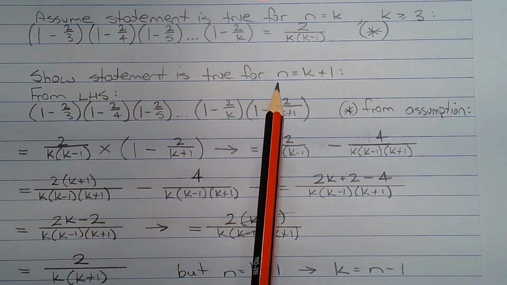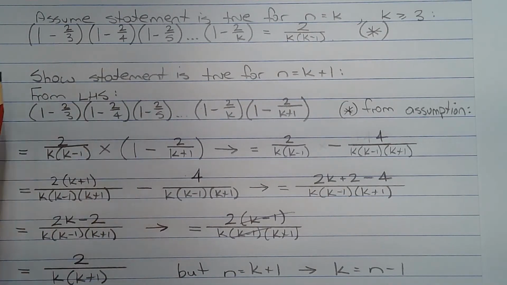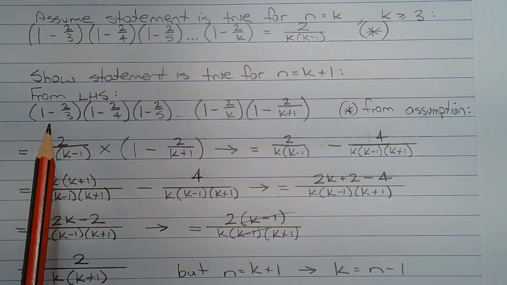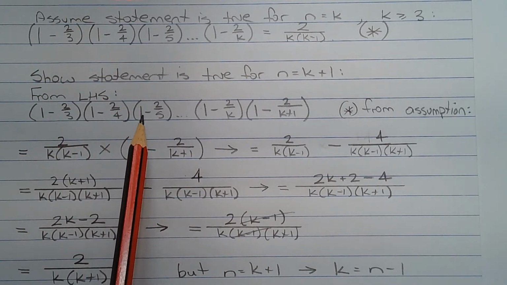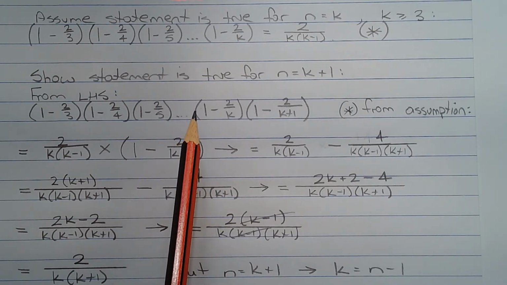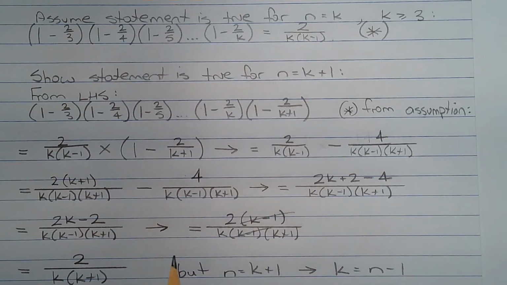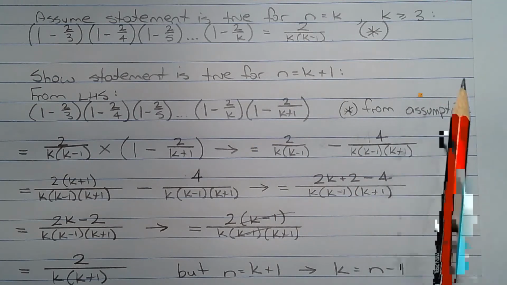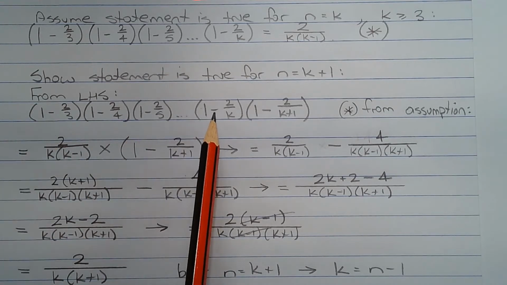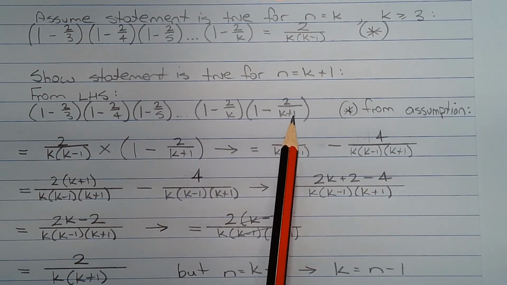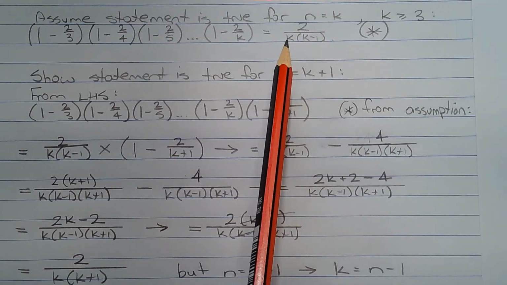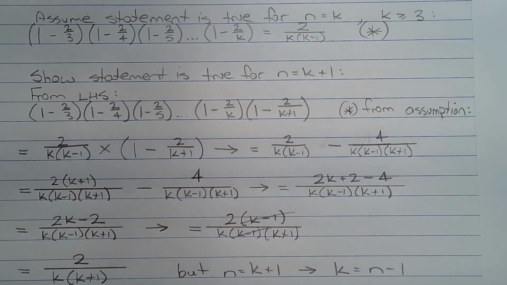Next, we show the statement is true for n equals k plus 1. So from the left-hand side of the assumption, we have (1 - 2/3)(1 - 2/4)(1 - 2/5)...(1 - 2/k) times the next term along, which is (1 - 2/(k + 1)). Now from the assumption, we can replace these terms, excluding the (1 - 2/(k + 1)), with the right-hand side of the assumption, which is 2/(k(k - 1)). So that equals 2/(k(k - 1)) multiplied by (1 - 2/(k + 1)).